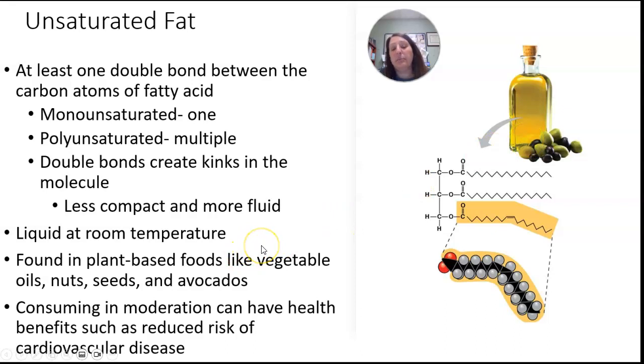Unsaturated fats are found in plant-based foods like vegetable oils, nuts, seeds, and avocados. Okay, and consuming these still in moderation, right? You also don't want these in excess because fat gets stored, right? And so consuming these in moderation can actually have really positive health benefits, such as a reduced risk of cardiovascular disease.